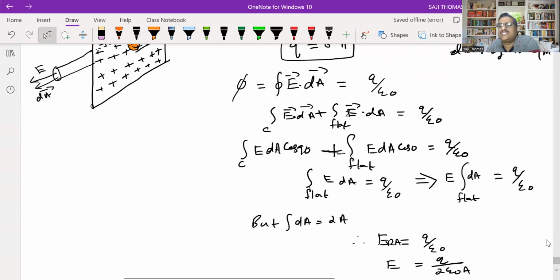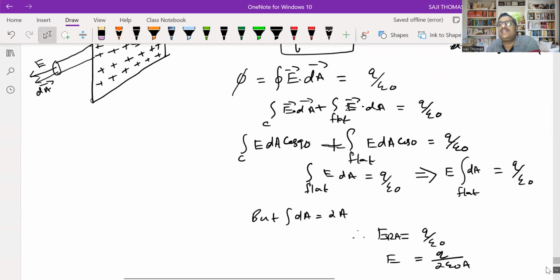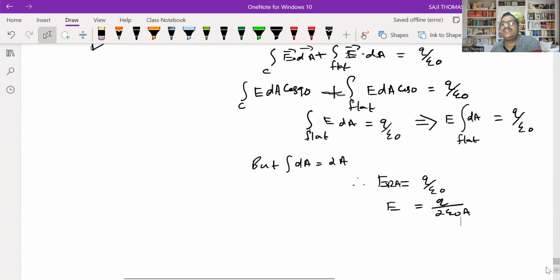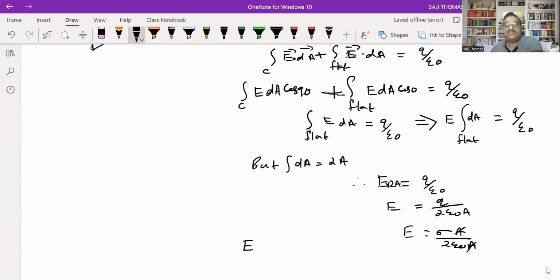Also, you know, Q is sigma A in the beginning of the derivation. Sigma is charge density, charge per unit area, surface charge density. So what is Q? Q is sigma A by 2 epsilon 0 A. You can cut A. So what is the equation for the magnitude of the electric field near the sheet? Sigma by 2 epsilon 0.